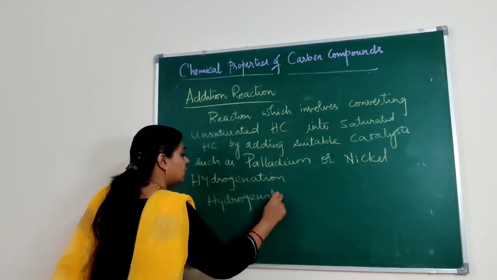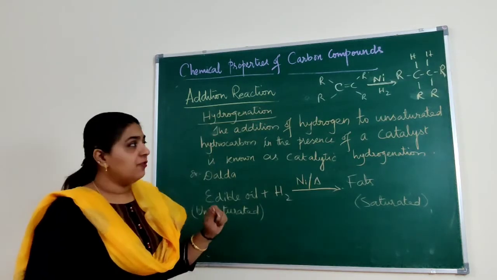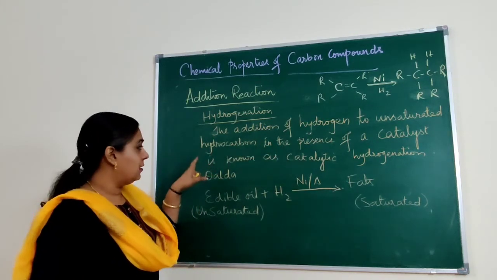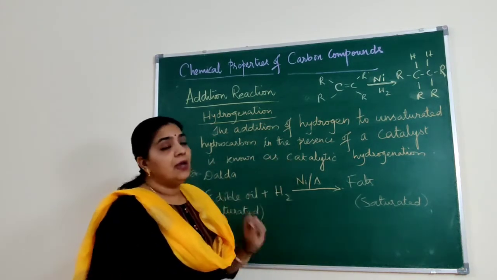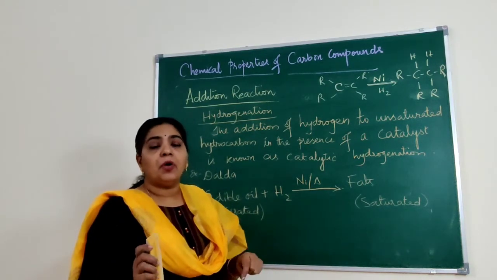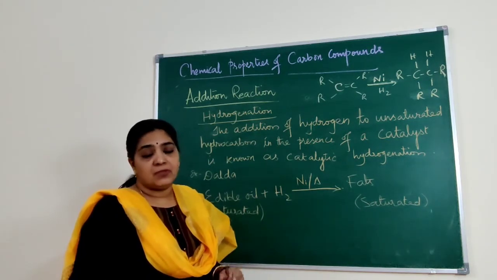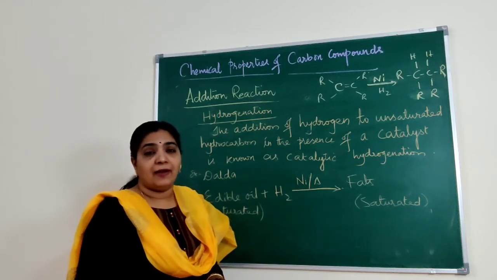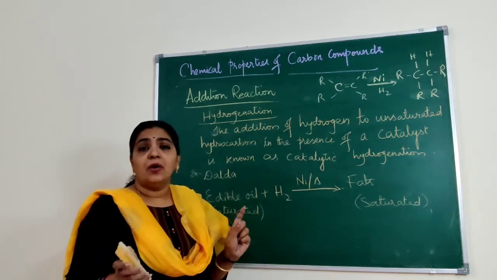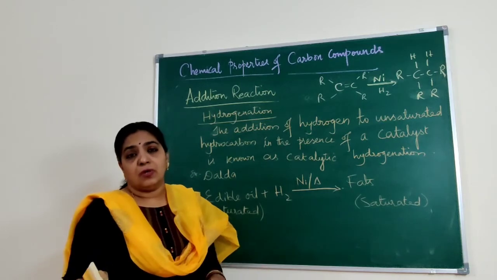Let me give you the definition for hydrogenation. Addition of hydrogen to unsaturated hydrocarbon in the presence of a catalyst is known as catalytic hydrogenation. So hydrogenation of oil, you are converting the edible oil into fat. Okay, that is dalda, I told you, right? You would have seen that ad, vanaspati dalda. It is converting maybe groundnut oil or coconut oil into solid form, from liquid to solid state, right?